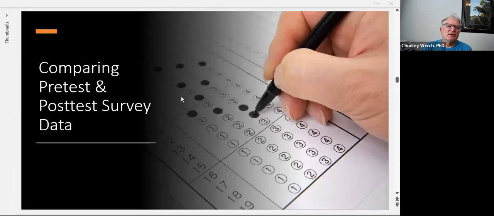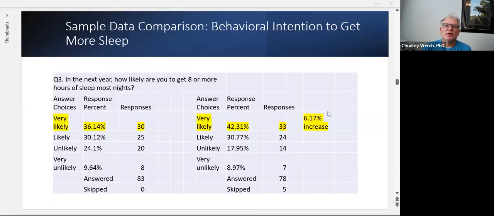Let's take a look at comparing pre and post survey data. You're interested in looking at that, so let's take a look. Here's what we do oftentimes. Here's an example of a behavioral intention to get more sleep. The question was number 3: in the next year, how likely are you to get 8 or more hours of sleep? The pre-test is on the left and the post-test is on the right. So we can physically put them together so you can compare them.